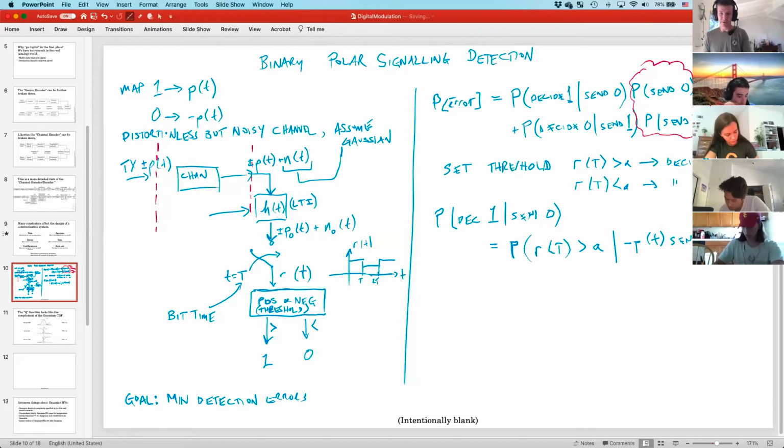Right, so if I condition on a 0 being sent, that's where I'm up here with this initial definition, that 0 bits on the transmitter get mapped to negative pulses. Okay, and then we have an expression for R of t. R of t is going to be negative P0 of big T plus N0 of t. How did I know that was a negative? Because over here in the diagram, it's a plus or minus.